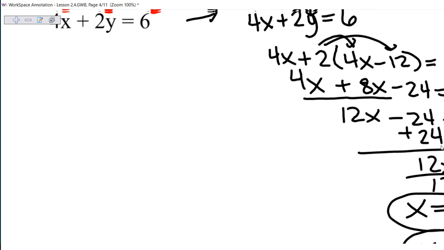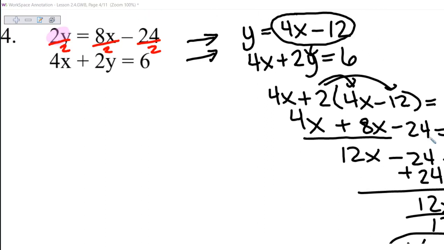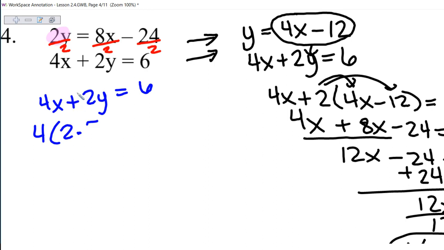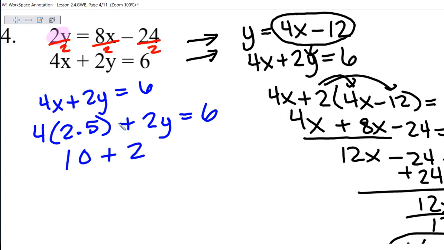Now, that's half of the answer. So to get the other half of the answer, make sure you're using an original equation. So do we want to use the top original or the bottom original? So 4x plus 2y equals 6. And for x, what did we get for x? 2.5. So here's where you might prefer the decimal over the improper fraction. So what's 2.5 times 4? 10. So 10 plus 2y equals 6.